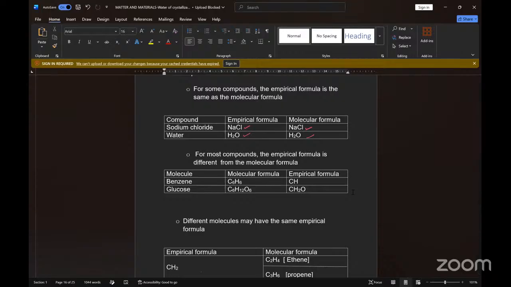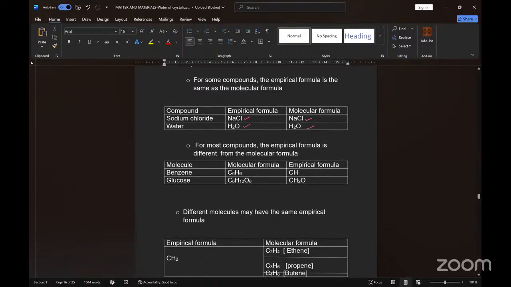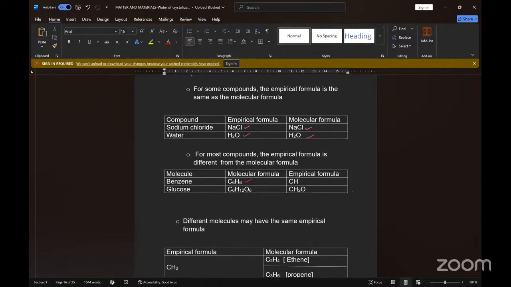So we take an example of benzene. In benzene, we have C6H6. You can simplify this by dividing through by 6. So if you divide here by 6 and divide here by 6, you're going to have CH or C1H1. We don't write the ones there. So CH. So this becomes the empirical formula.